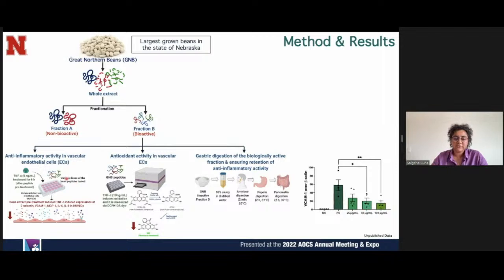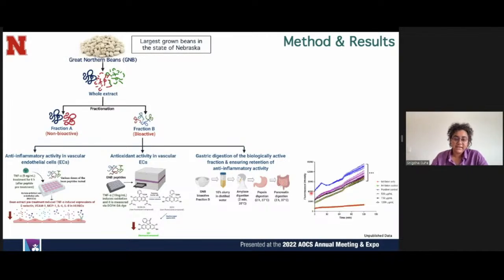So various doses of the peptides were first pre-treated on these endothelial cells, which was then followed by induction of inflammation using TNF-alpha for 6 hours. And at the end of the treatment, we measured the inflammatory biomarkers. So this is one graph representing some of the results we got. And we saw there was a significant reduction in the inflammation.